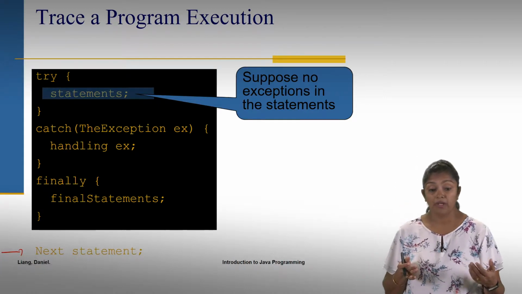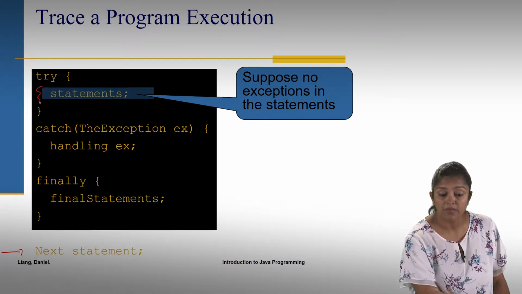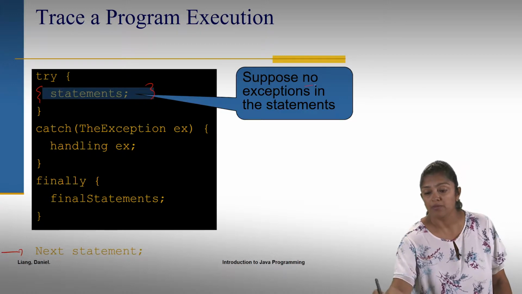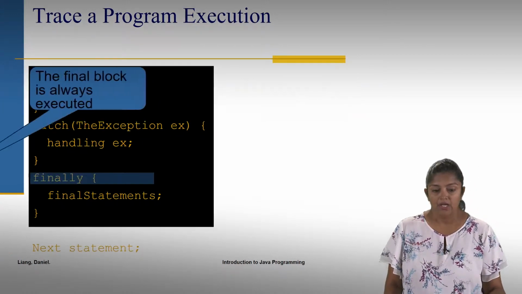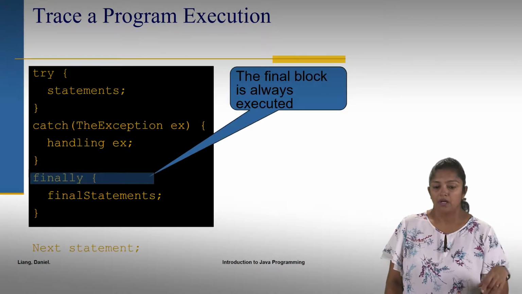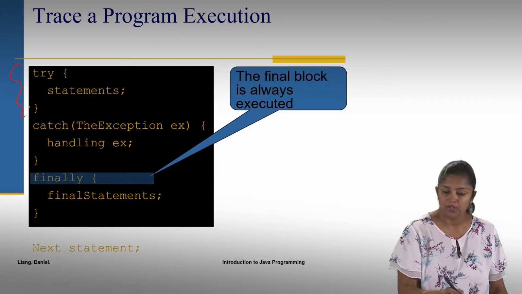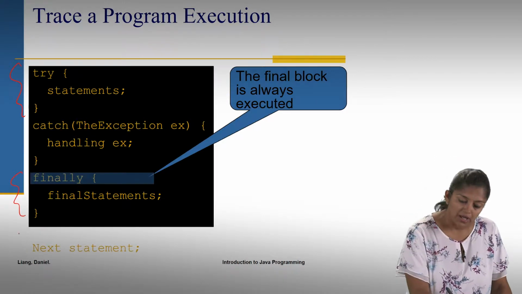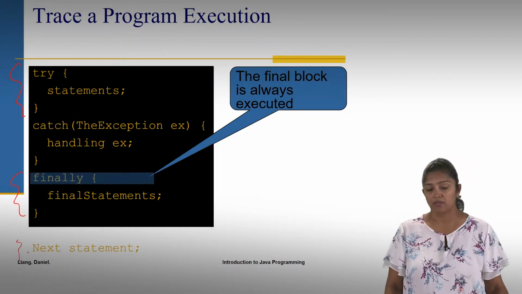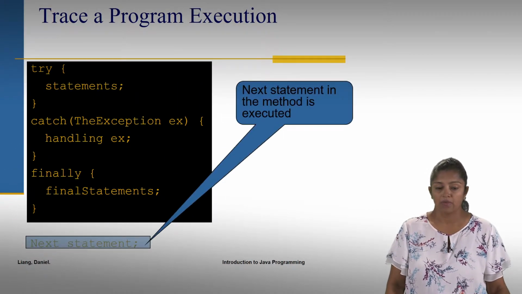Say in these statements here, no exceptions occur. Nothing bad happened, everything went fine. In that case, this whole block gets executed, and then finally all of the final statements get executed, and then the next statement gets executed. So that's what happens.